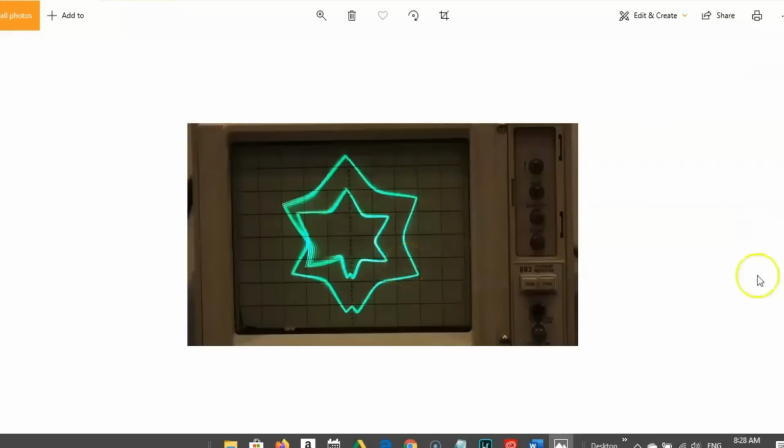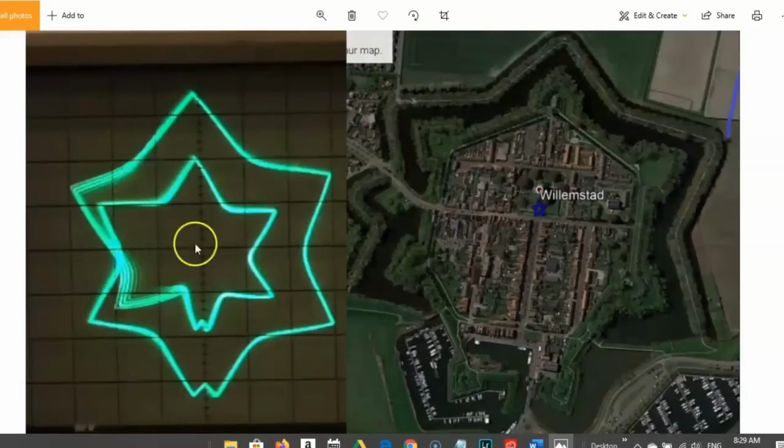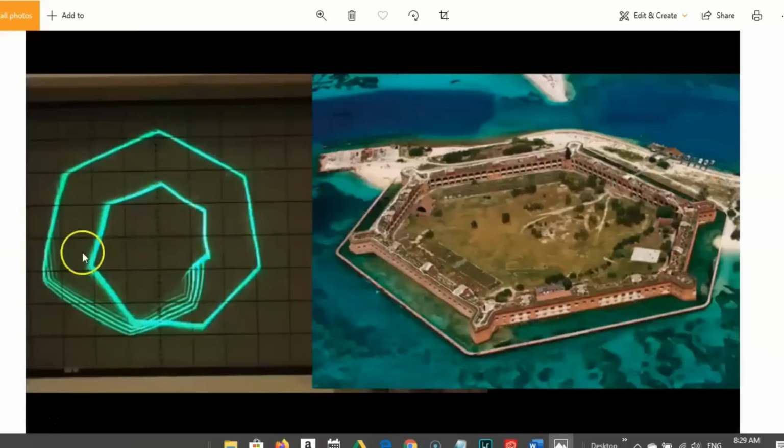Now we have a 6-sided star. I must have used that picture twice. Okay, now we go to 6-sided pentagon. Pentagon? Yeah, no. Oh my god. We go to a 6-sided hexagon. Okay, so this is Fort Jefferson out in the Florida Keys, or out in the Bahamas. Florida Keys, I think. And here we have a 6-sided pentagon. Oops, jumped ahead there. So this is all going in order too, guys.